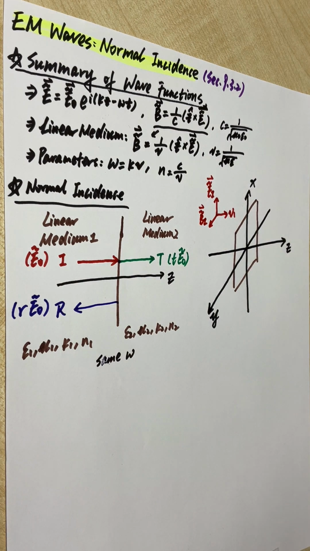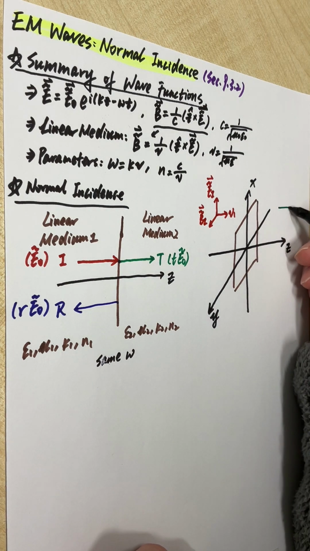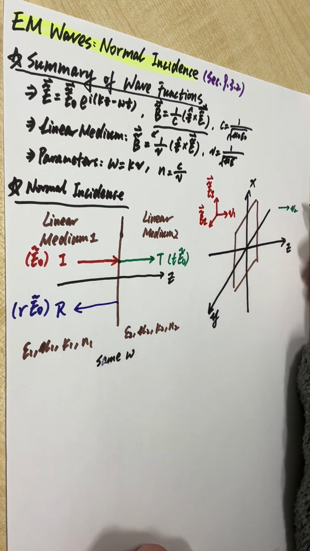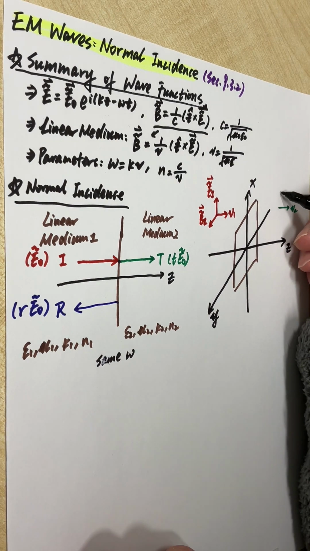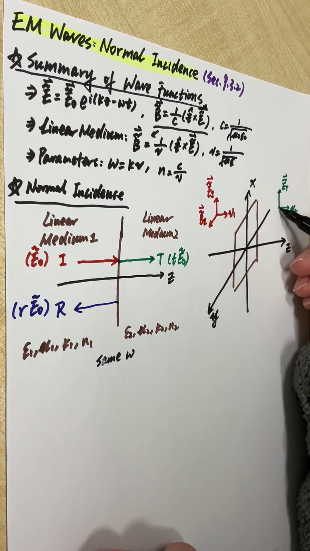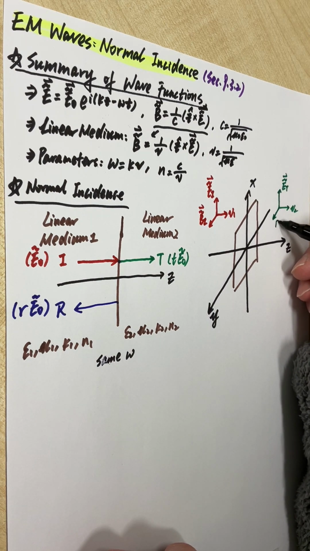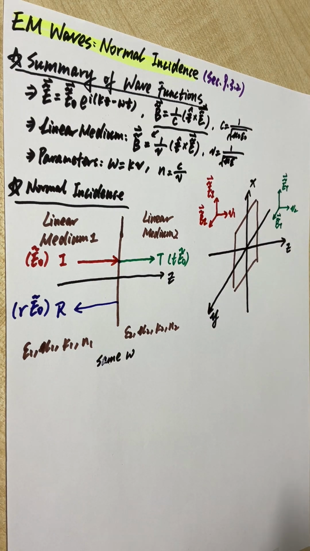Okay, and then we have transmission. On the other side of the media, the speed would become V2, and the electric field would change as well. We have ET, and then we have the magnetic field, which is BT.